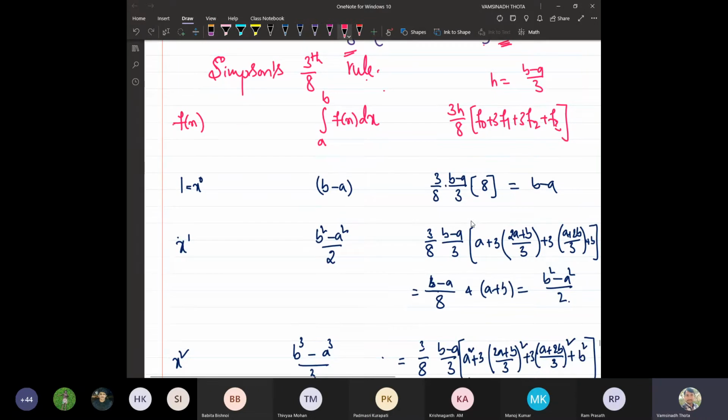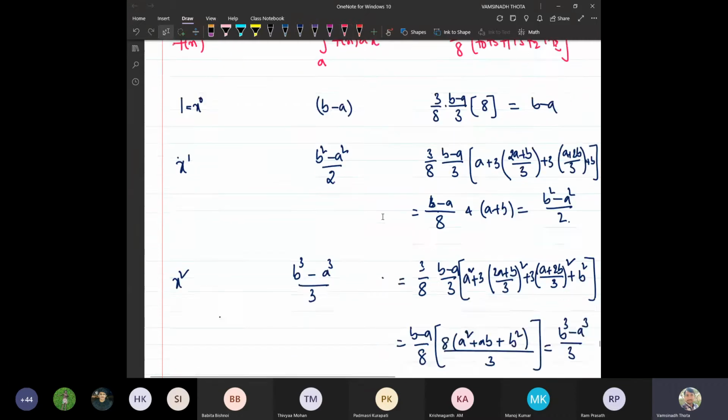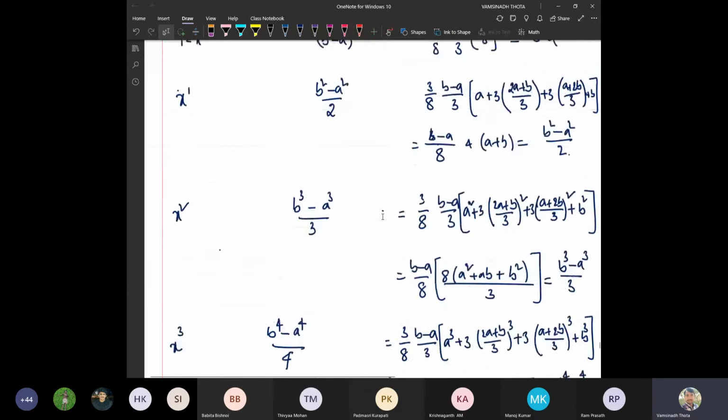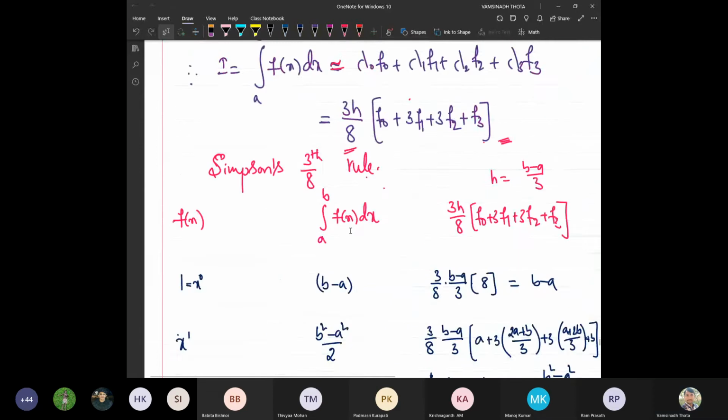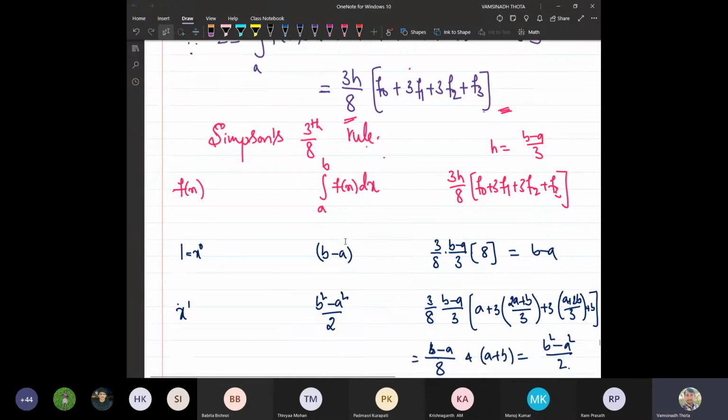Now let us see what the error is in this, using this formula. How to find the error? What is the order of the method? The order of the method is the maximum degree of the polynomial for which the integration rule gives the integral values exactly without any error.